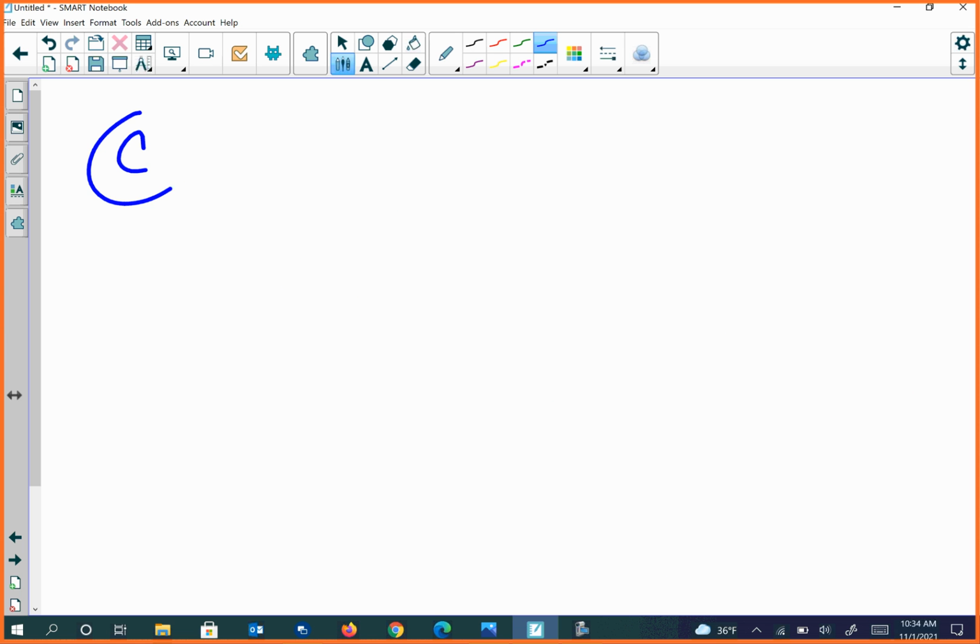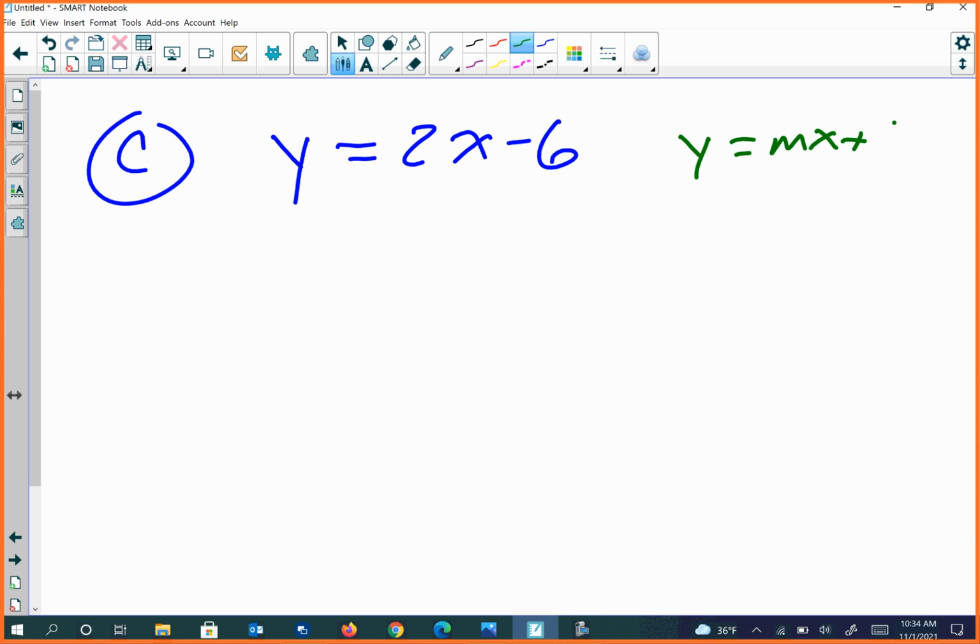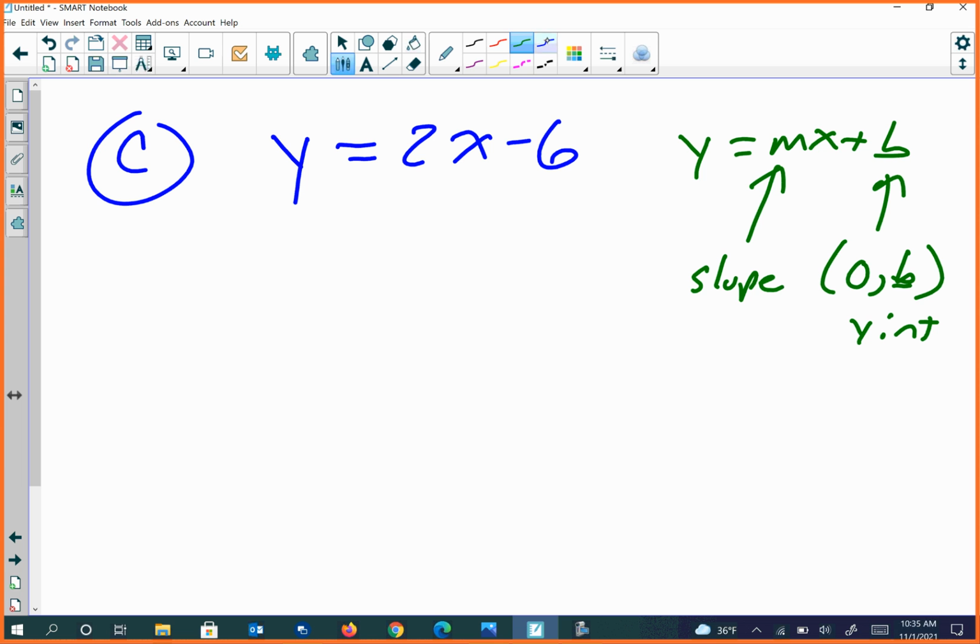All right, letter C. Here's the equation. So let's go through our questions. Are x and y on the same side? No. Can I identify the slope and the y-intercept? Well, being this is written like this, I think I can. That's going to be the y-intercept, 0, comma b, is the y-intercept. That's going to be our slope. So what is my y-intercept as a point? Utilize what I have written here.